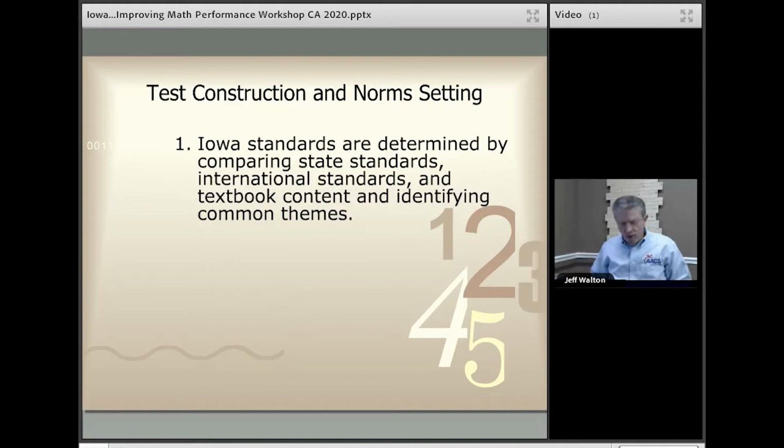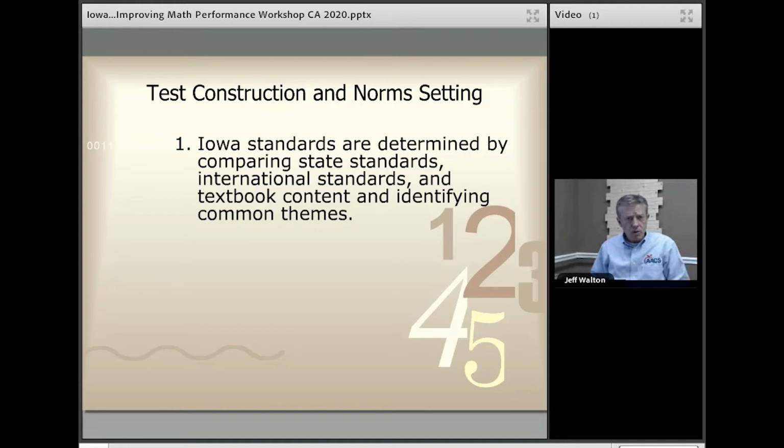It's also important then that we understand some things about test construction and norm setting as background for what we're going to talk about. For the Iowa assessments, and this would be the time-tested method for determining what will be on a standardized test, the standards are determined by comparing state standards, international standards, textbook content, and identifying common themes.